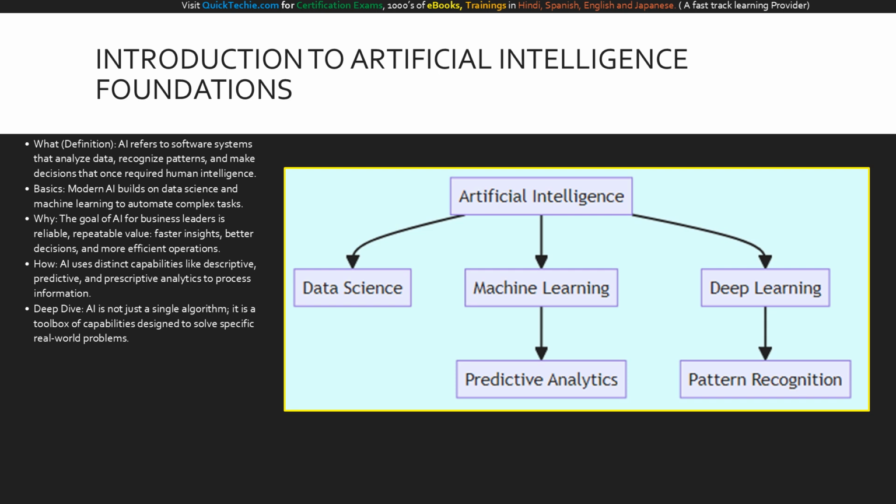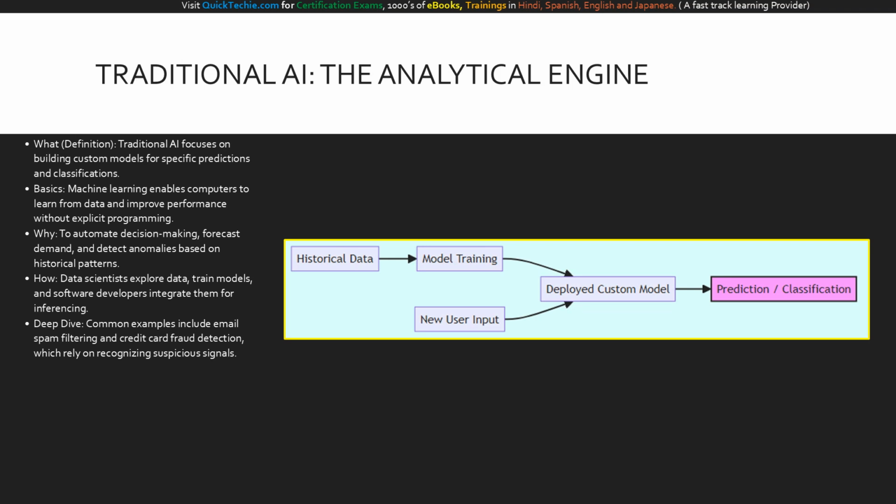Meanwhile, deep learning, which uses layered neural networks, flows into pattern recognition, excelling at analyzing unstructured data like images and audio. This visual helps us understand that AI relies on these interconnected disciplines to function as a comprehensive problem-solving toolkit for the modern enterprise. Now, let us examine traditional AI, which we can think of as the analytical engine of your business. What is traditional AI?